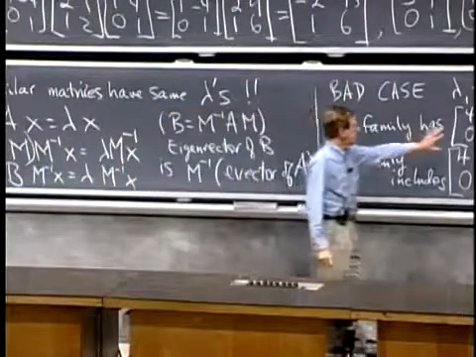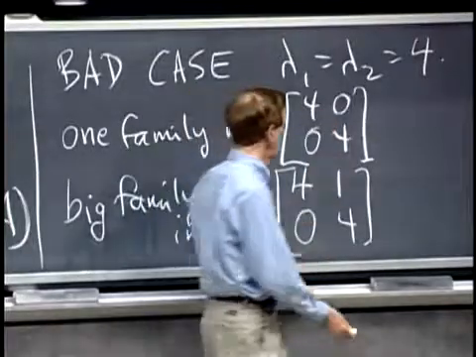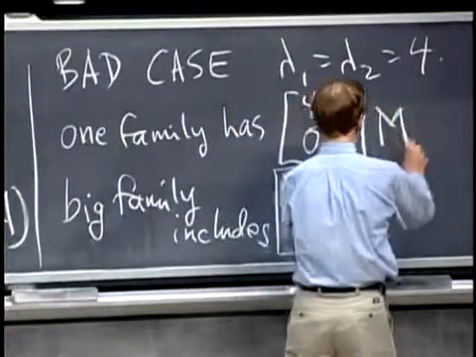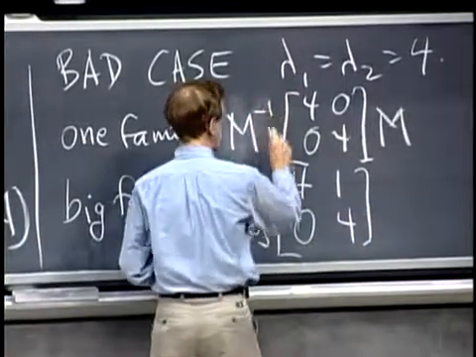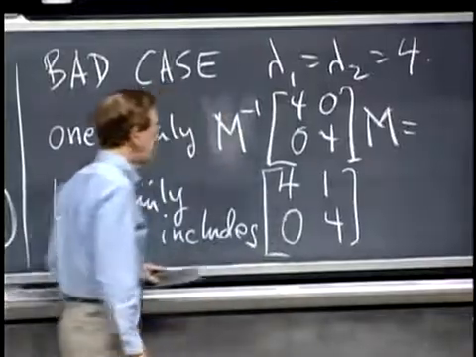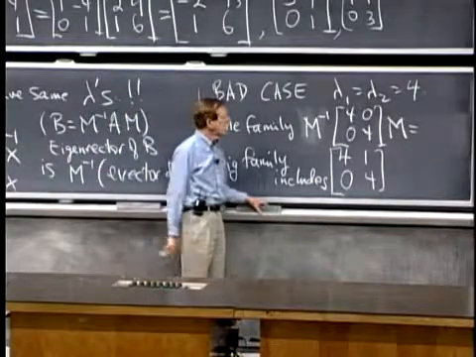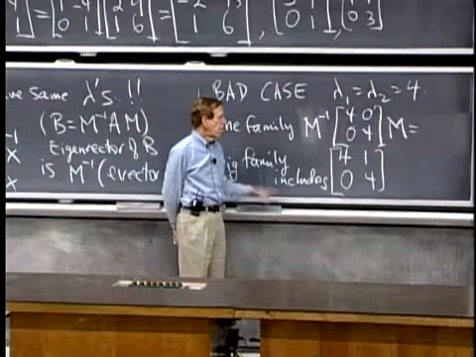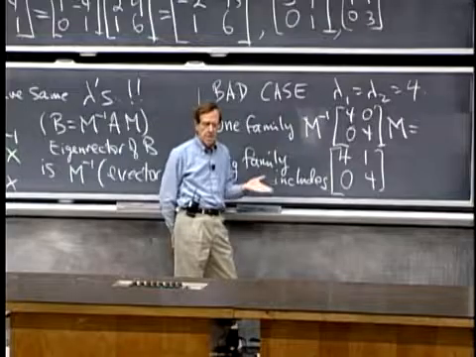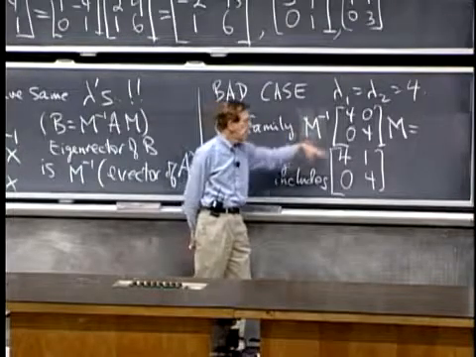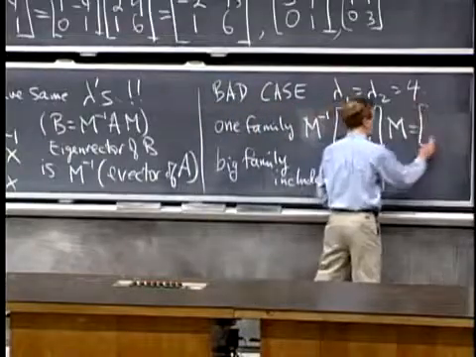If this is my matrix, 4 times the identity, and I multiply on the right by any matrix M, and I multiply on the left by M inverse, what do I get? This is any M, but what's the result? Well, factoring out a 4, that's just the identity matrix in there. So then the M inverse cancels the M. So I've just got this matrix back again.